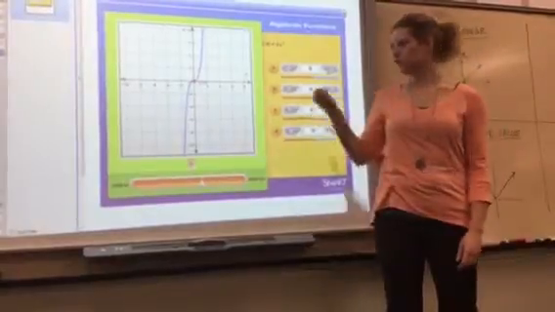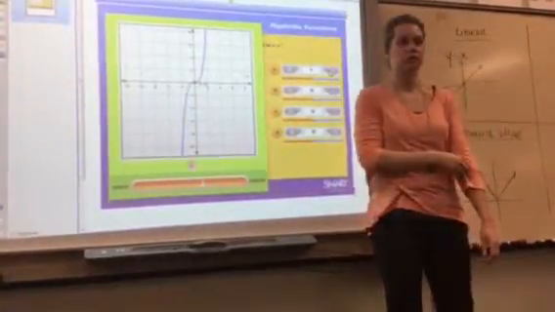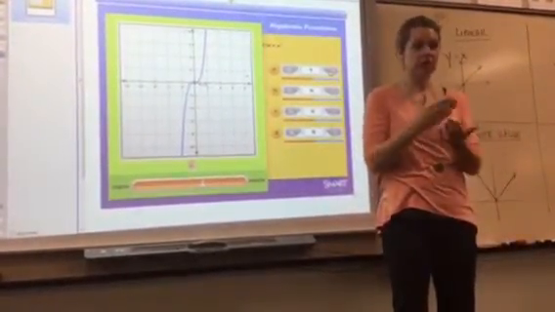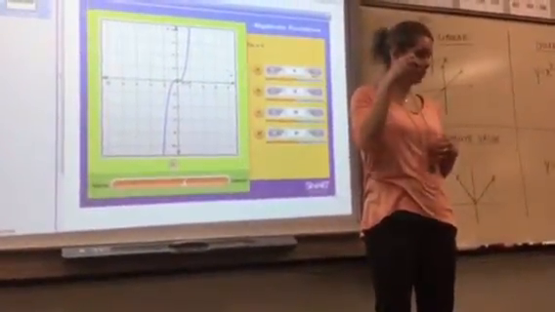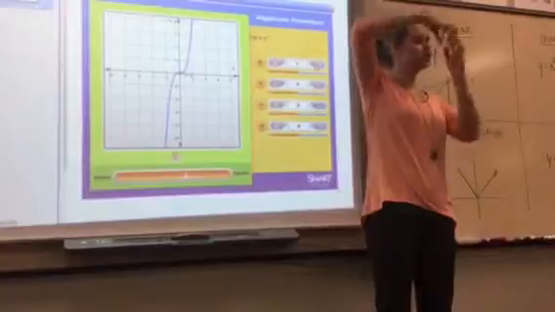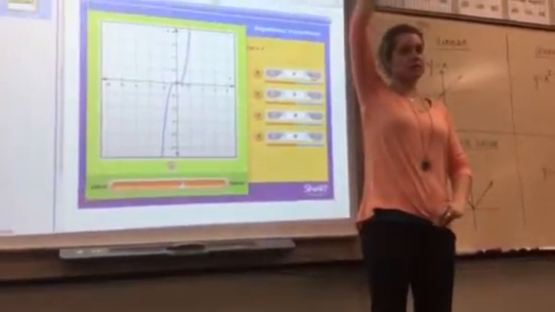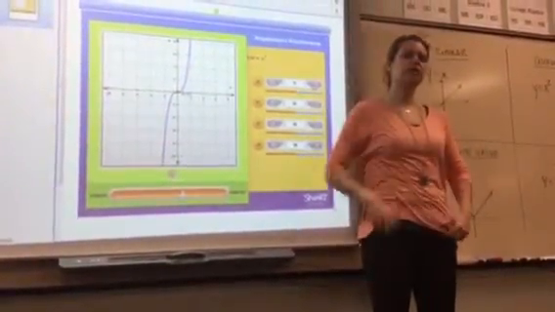Now, what's the moral of the story for this? When you multiply by a number in front, it'll make it steeper the bigger the number is, right? The bigger the number is, the more stretched out, the more steep it gets. Okay, what if I made the number negative?